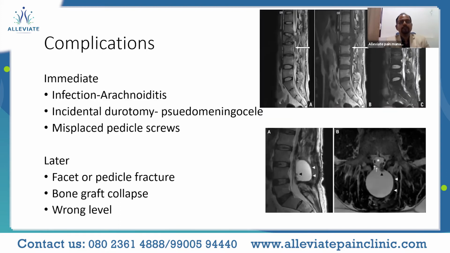So we did see that in the classification there could be immediate pain within 24 hours, within 2 weeks. So what are these due to? It could be because of complications like infection, like arachnoiditis, or an incidental durotomy which leads to a pseudomeningocele, which is the bulge you're seeing in the MRI, or it could be because of misplaced pedicle screws. Okay, these are the immediate causes. And for later causes, again, it could be because of a facet or a pedicle fracture, or the collapse of the bone graft, or a surgery at the wrong level.